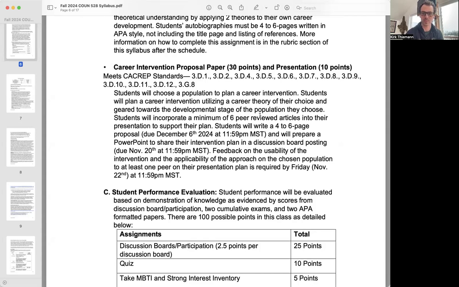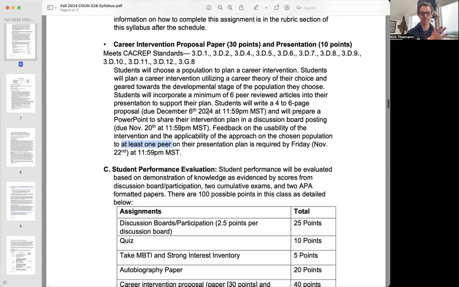It needs 6 peer-reviewed articles. It's between 4 and 6 pages. But that's for the paper, and that's due on December 6th. But the PowerPoint presentation is due on November 20th. And it's through the discussion board, where you're going to post that PowerPoint presentation so that your peers can see it and get feedback. You're required to respond to at least one peer's presentation by Friday. So that's November 22nd. So I just wanted to highlight the syllabus where you can find some information.